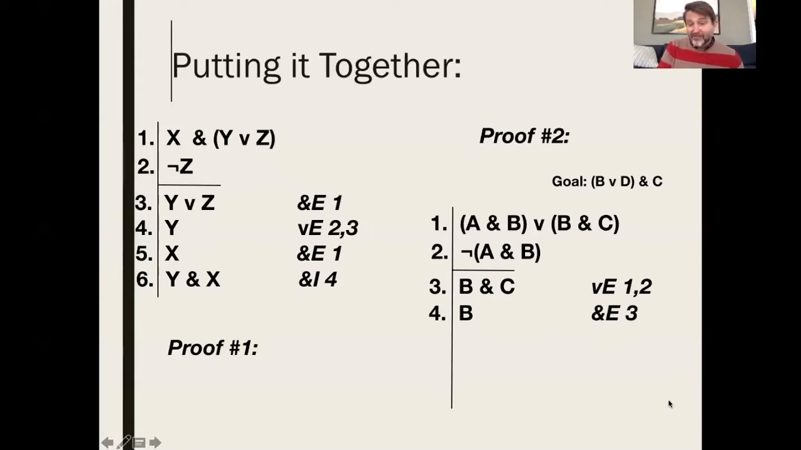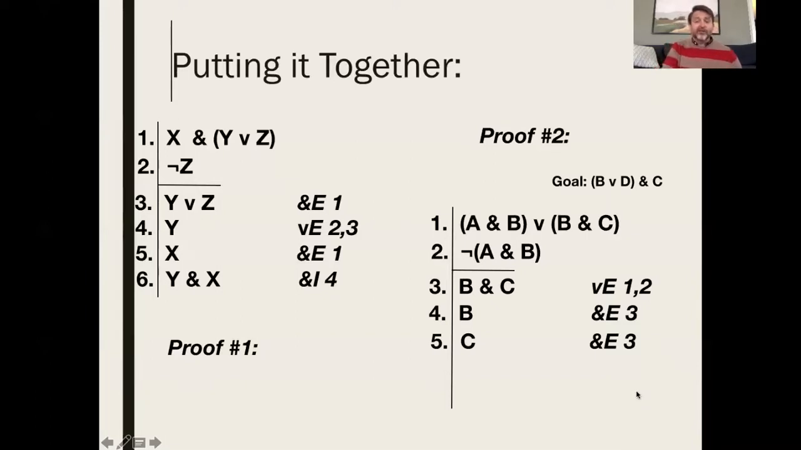We can next infer B via a single application of conjunction elimination of 3. And now, additionally, we can infer C from B and C, same as we derived B, just using another application of conjunction elimination from 3. And so now we know B is true, we know C is true, but our goal is to get B or D and C. So how do we get to that?